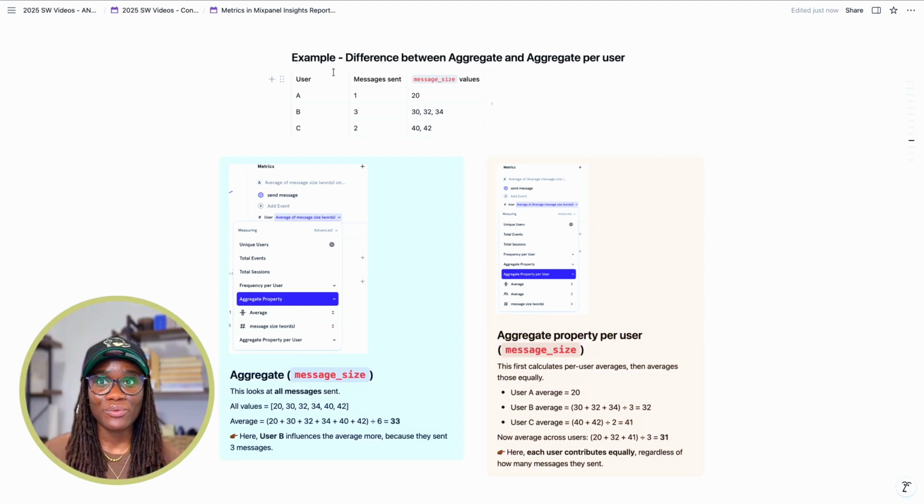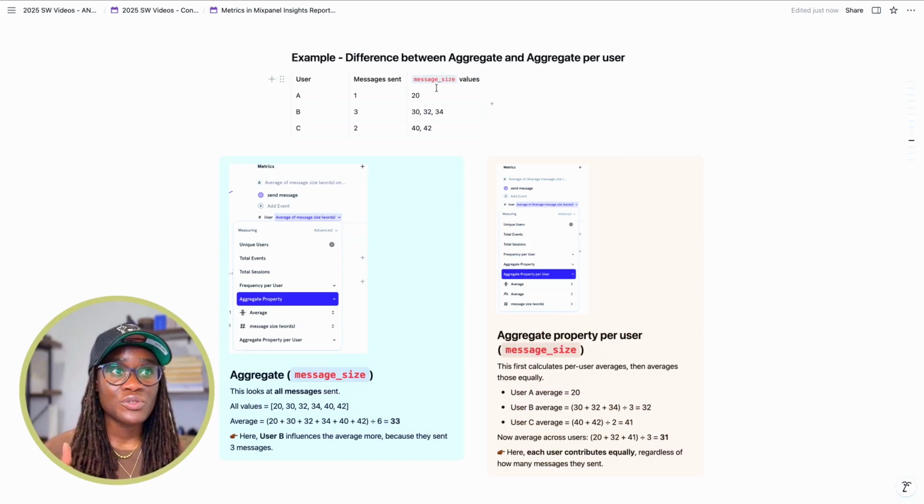In this example, I have three users: A, B, and C. User A sends one message, user B sends 3 messages, and user C sends 2 messages. User A's one message has a message size of 20 words. User B's 3 messages have word counts of 30 words, 32 words, and 34 words. And user C's 2 messages have word sizes of 30 words and 42 words.